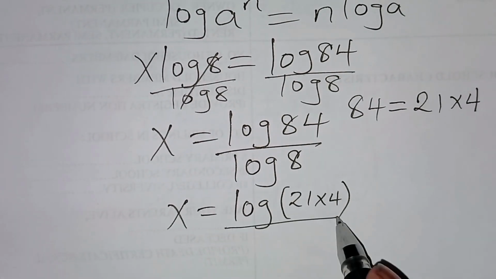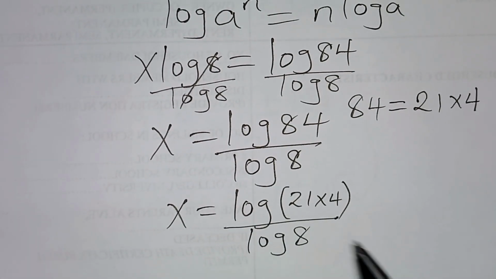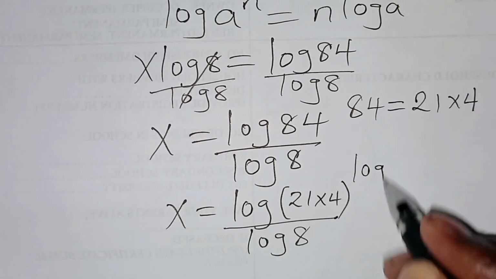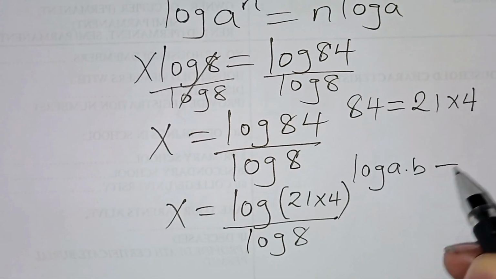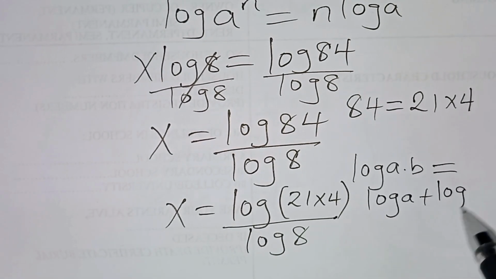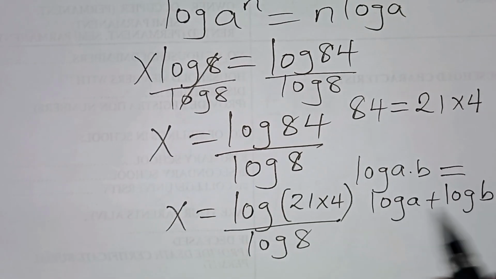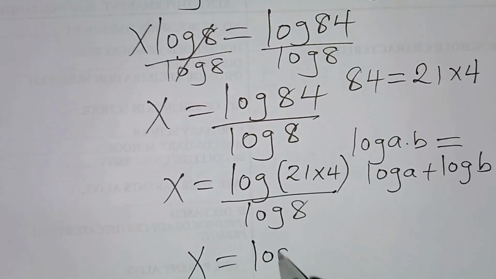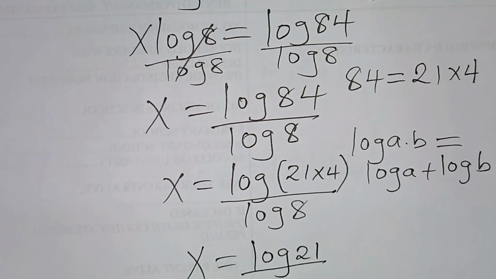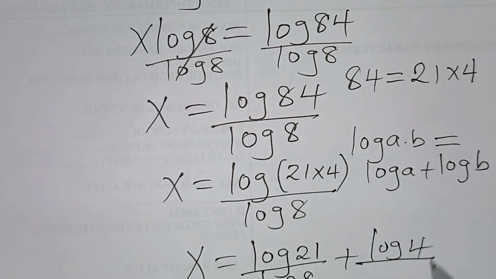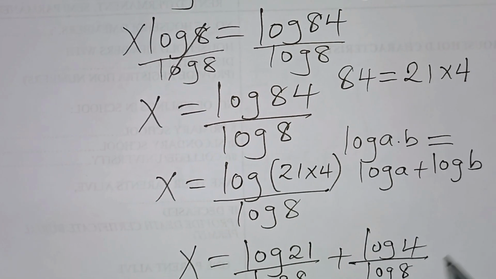divided by log 8. Now you find that log 21 times 4 is in the form of log a times b, which you can express as log a plus log b. So applying this logarithm property, you find that x is equal to log 21 divided by log 8 plus log 4 divided by log 8.